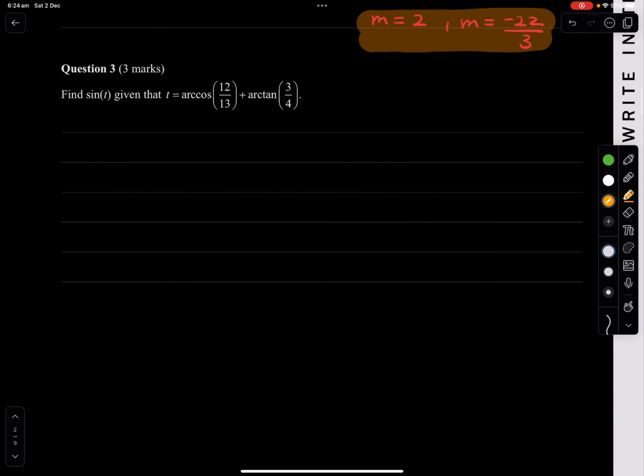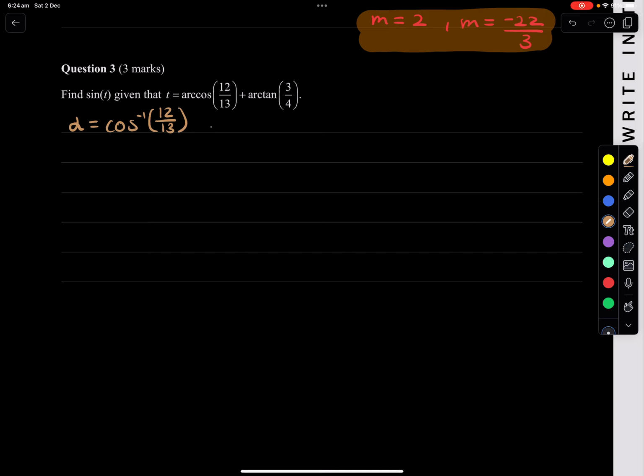Question 3. Find sine of t given that t is this plus this. Now, that's all right, because we know that these are just angles. For example, this is an angle and this is an angle, and they're being added. So let's make our life easier and call alpha an angle, equal to that. So alpha is just cos inverse of 12 over 13.